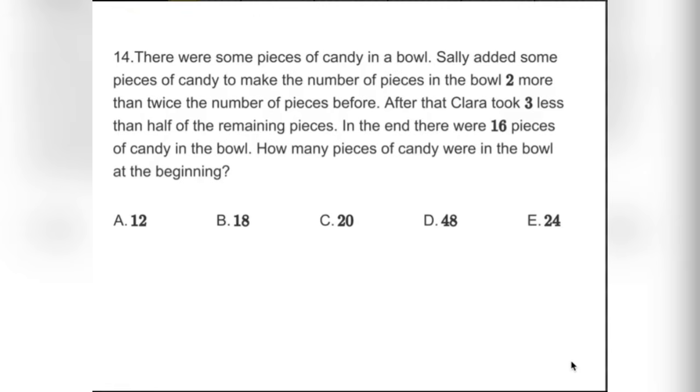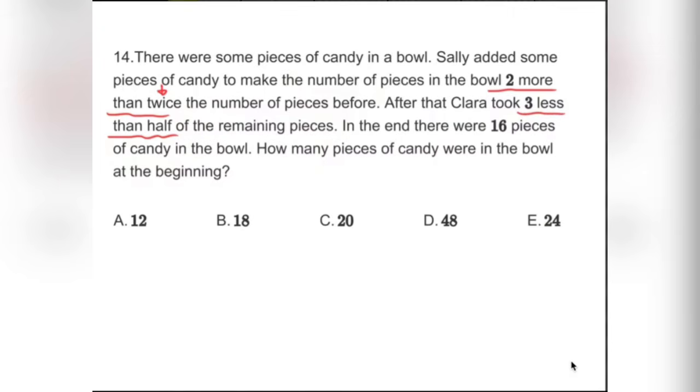Okay, then question 14. There were some pieces of candy in a bowl. Sally added some pieces of candy to make the number of pieces in the bowl 2 more than twice. Okay, think about it. How do we show 2 more than twice? We always start from the multiple part. So here, again, we always start from twice. And then after that, Clara took 3 less than half of the remaining pieces.